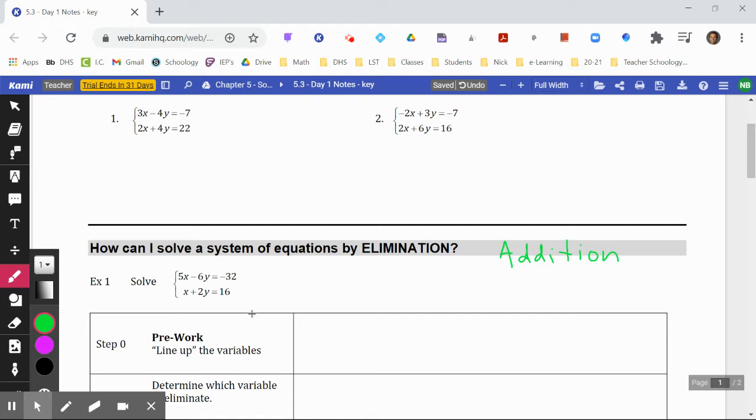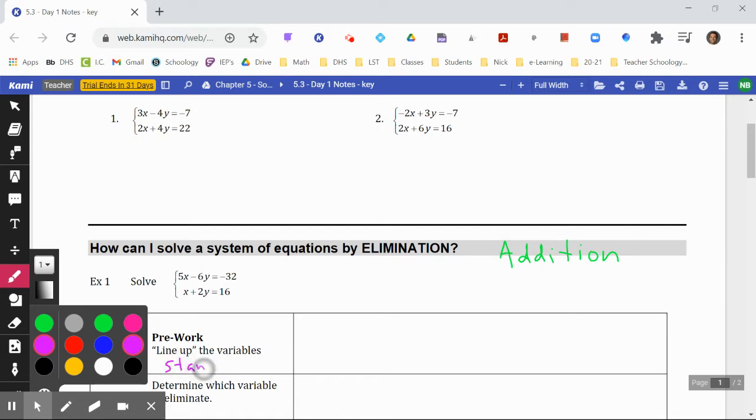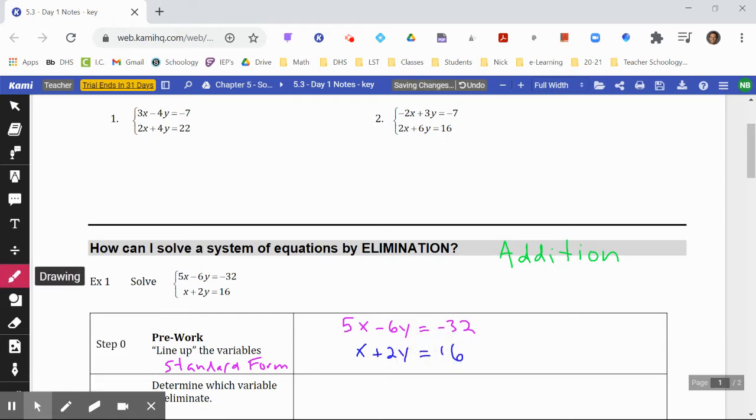All right, so kind of our pre-work or our step 0 here is to make sure that we line up our variables, right? We want our variables in standard form, ax plus by equals c. If we look at our two equations, they're in that form. We have our first equation of 5x minus 6y is equal to negative 32. That's in standard form. And then our second equation of x plus 2y is equal to 16. That is also in standard form.